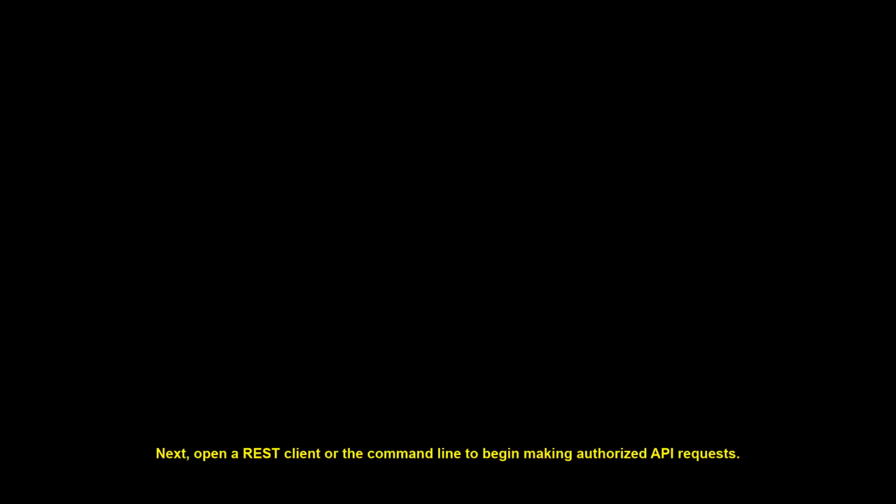Next, open a REST client or the command line to begin making authorized API requests. In your request, set the HTTP method to POST for authentication. Use the URL that corresponds to your Magento store, followed by the endpoint for the token request. Include the token in your header under the Authorization key. The format should be Bearer, your_token_here.